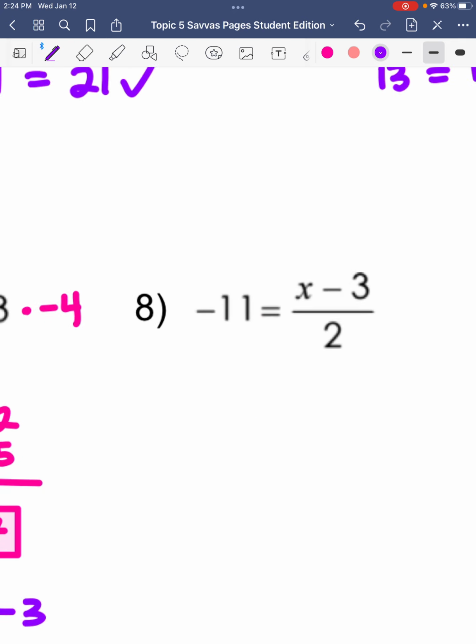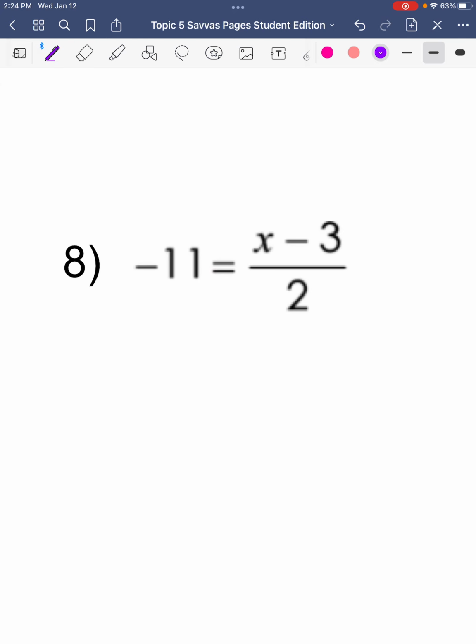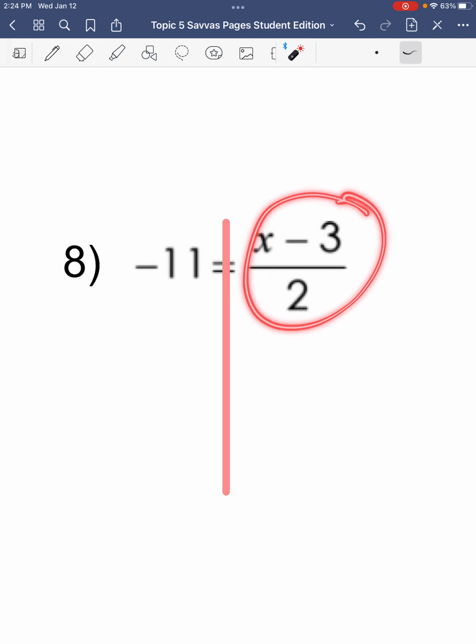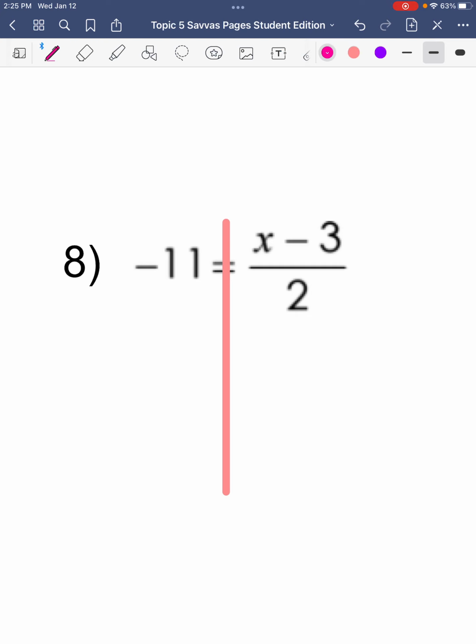Okay, last one, number 8. It's very similar to number 7. Let's start by drawing a line down my equal sign. Now, I would like to get rid of this fraction here. And remember, fractions represent division. So how do I undo that I'm dividing everything on this side by 2? Well, you undo division with multiplication. So I'm going to multiply by 2. And I'm going to do that on both sides.